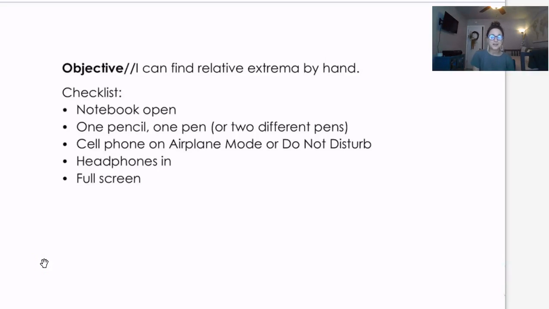Welcome back, Calc. We are going to be finding relative extrema by hand today. So these are your relative, also known as your local, mins and maxes. I have the checklist on the screen. You know what to do from here.